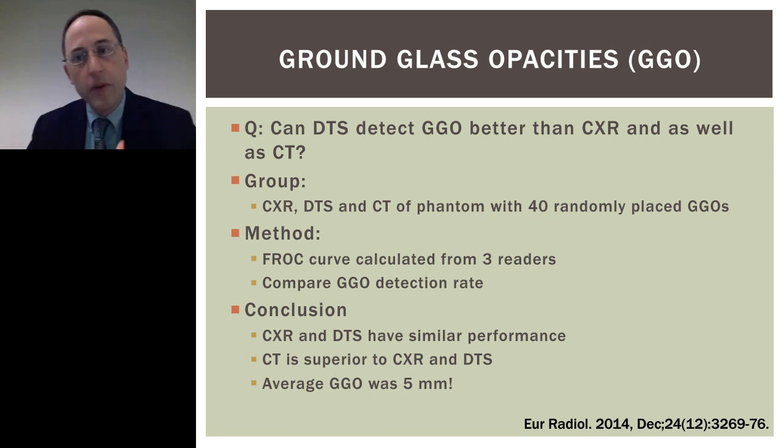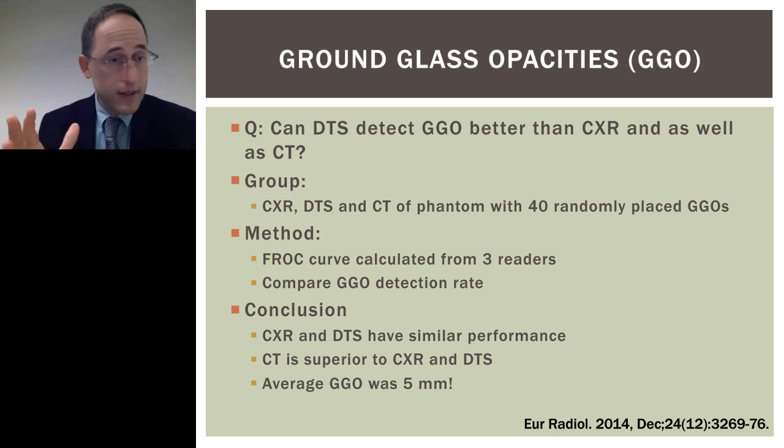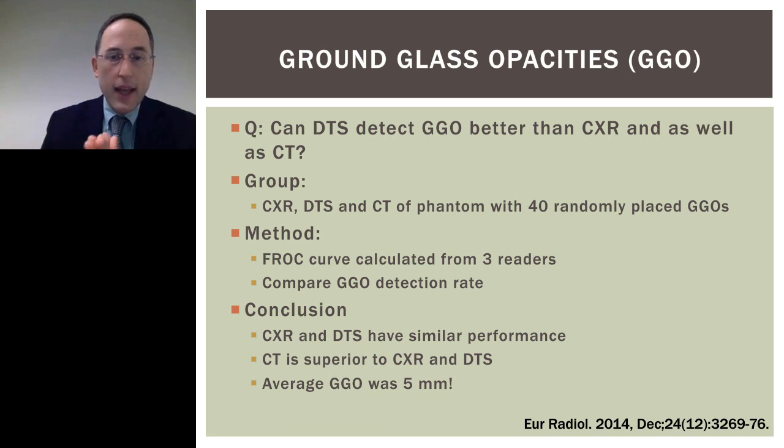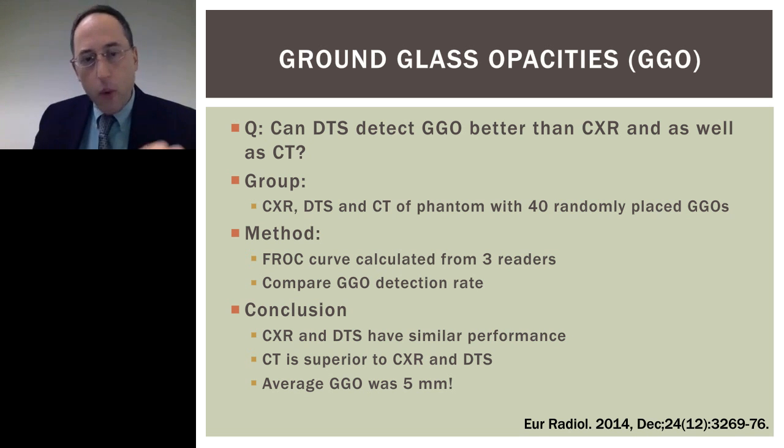Okay, so people have looked at this specifically. In one paper, and I want to talk about this one in detail, they asked the question, can tomo detect ground glass better than chest x-ray? And can it detect as well as CT? A very similar study design to the other papers. And what they found was that their conclusion was that chest x-ray and tomosynthesis have similar performance. In other words, not very good at detecting ground glass. But this is the point I want to make.